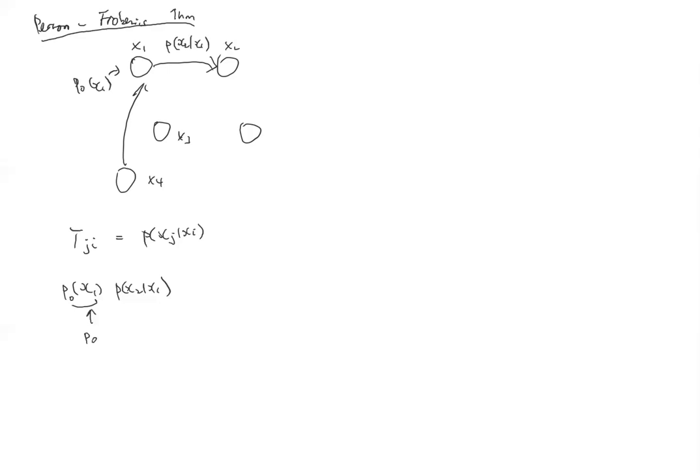if we look at the entire probability distribution of all the states, for the j node it will be p(xj given xi) multiplied by p0(xi), summed over i. That is just T times P0, the jth component. So we can write a matrix form, and this matrix T is just the transition probability matrix.